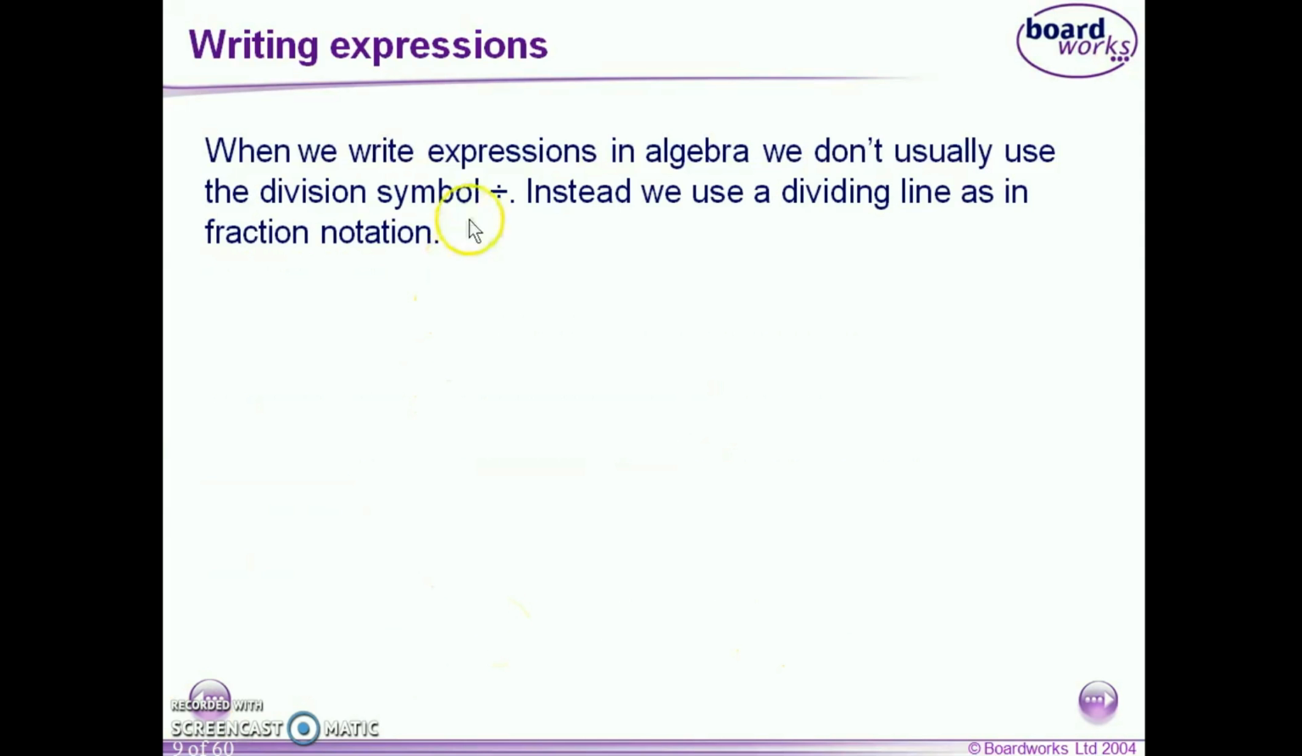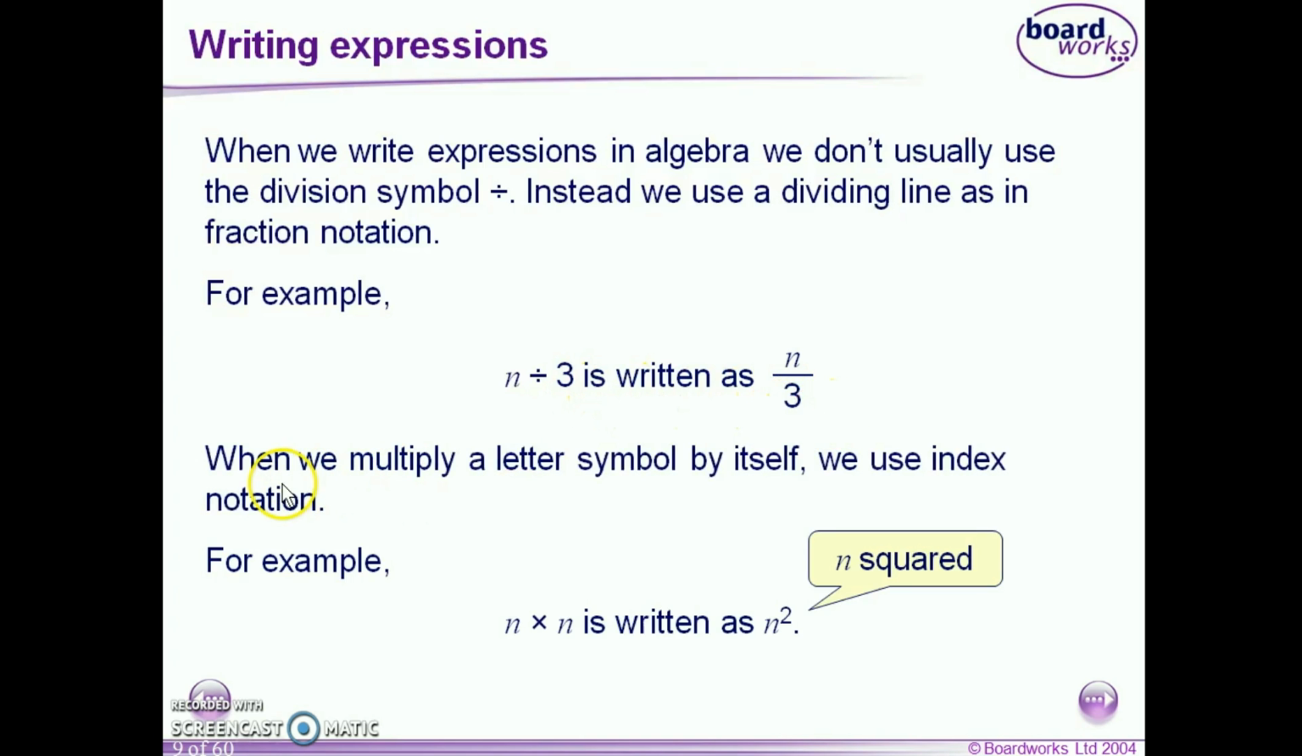Next, when we write expressions in algebra, we don't usually use the division symbol. Instead, we use a dividing line as in fraction notation. For example, n divided by 3 is written as n over 3. When we multiply a letter symbol by itself, we use index notation. For example, n times n is written as n squared.